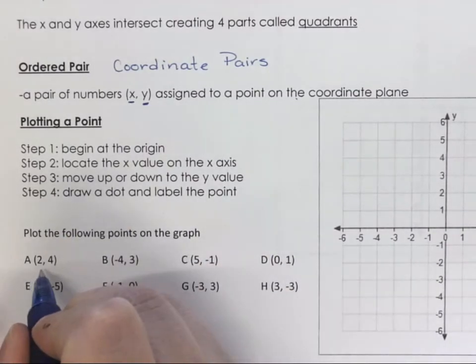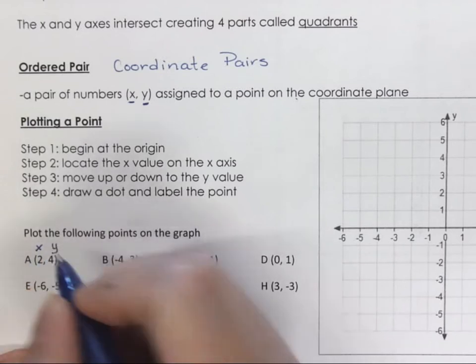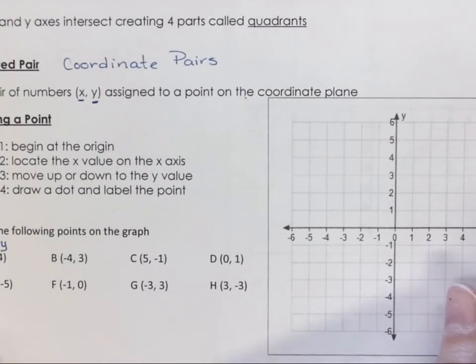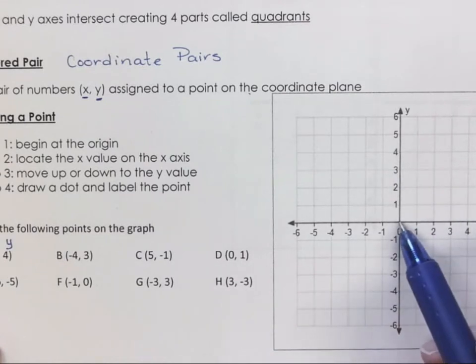So this point here, A, has an x value of positive 2 and a y value of positive 4. I find it helpful to put the x and y if I'm just starting, if this is where I'm just learning how to do it. So I'm going to start at the origin. I'm going to go to my x first. So x was positive 2.